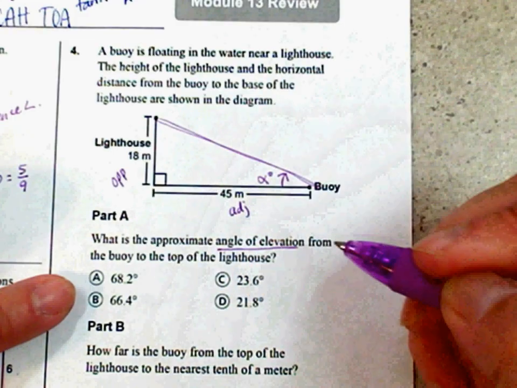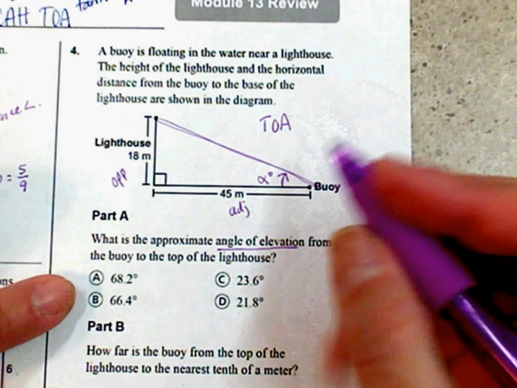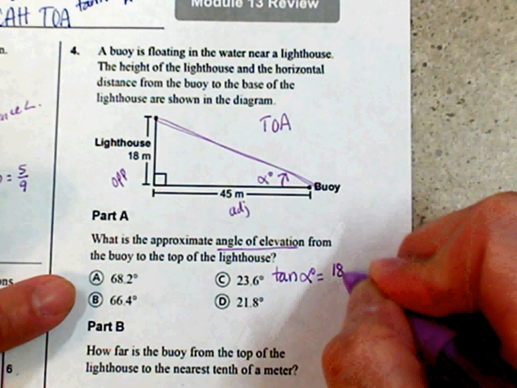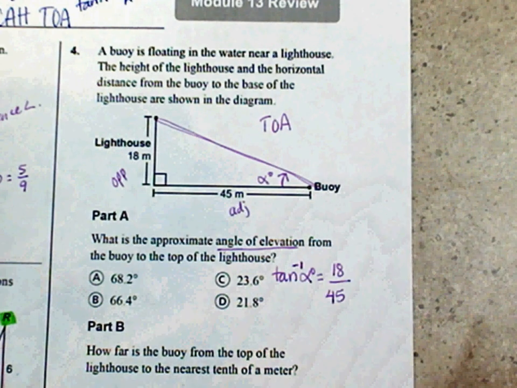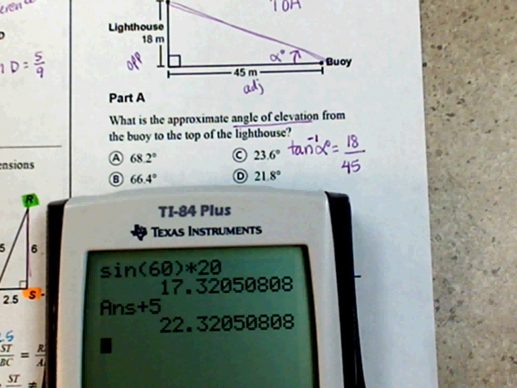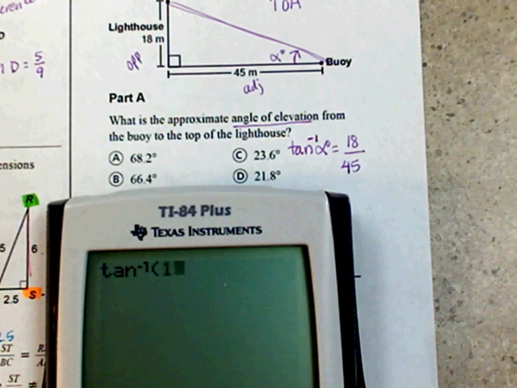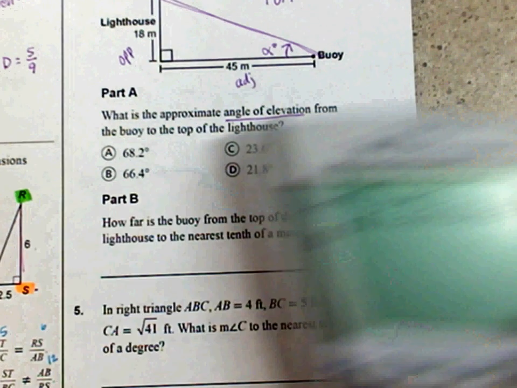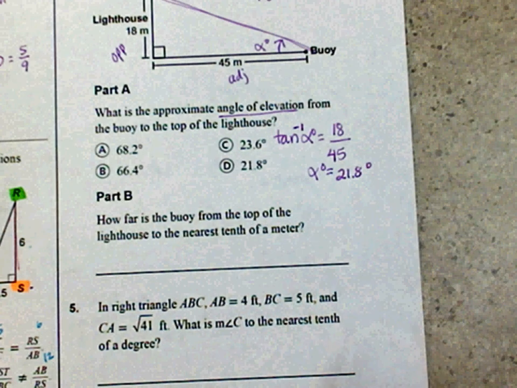So which one of those uses an opposite and adjacent? That would be your TOA. So I'm going to set up tangent is equal to my opposite, 18 over your adjacent, which is 45. Since I'm looking for an angle, I'm going to add that -1. Remember that? All right, so how would you type this in? So let's see. Second tangent, see that -1? That is the only time you use it, is to try to find an angle. 18 divided by 45 comes out to be 21.8 degrees. So that angle is 21.8 degrees, which is D.